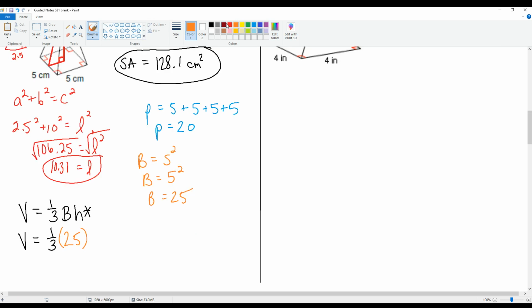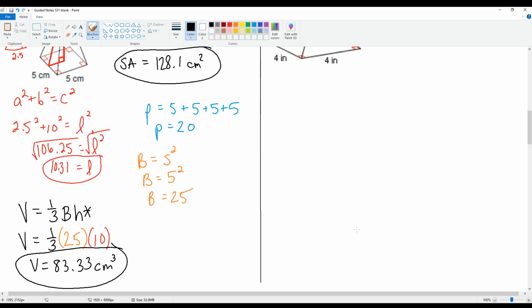So when I plug that into my calculator, I get 83.33. And again, remember, I'm rounding to the nearest 100th. Volume equals 83.33. And the unit here is cubic centimeters. So that would be for volume.